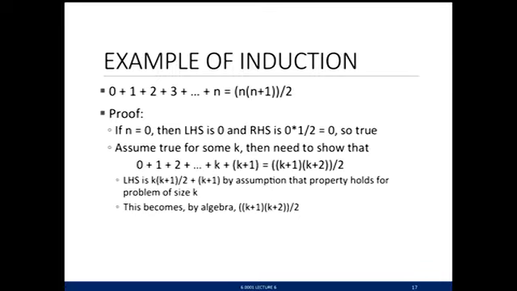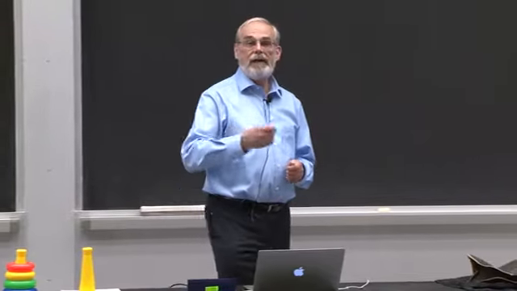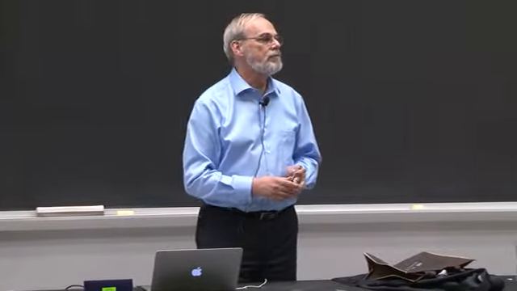To that, I'm going to add k plus 1. Well, you can do the algebra, right? That's k plus 1 all times k over 2 plus 1, which is k plus 2 over 2. Oh, cool. It's exactly that. Having done that, I can now conclude this is true for all values of n.